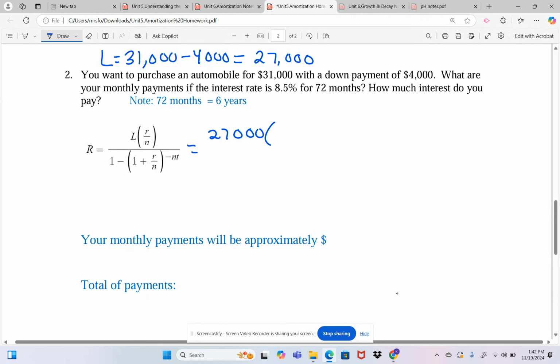Now the R is 0.085, and I will say this is a high interest rate for a car. Over 12 monthly payments, especially if you're buying a new car, a lot of times you can find new cars with 0% interest. Well, my car right now has 0% interest for a 5-year loan from the Honda dealership.